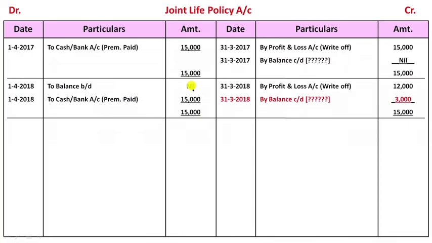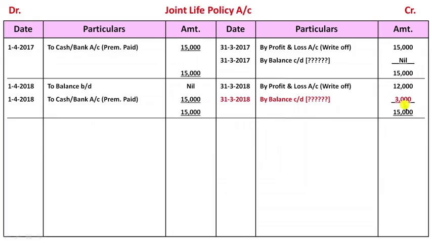Now one more time, premium paid on the debit side of joint life policy 15,000. On the credit side, write off 12,000. Profit and loss account write off. Now if we close this, 15,000 minus 12,000, we will get balance 3,000. Our balance will be 3,000. This is for 18. Now this balance is transferred to next year. We transfer this 3,000 ahead.